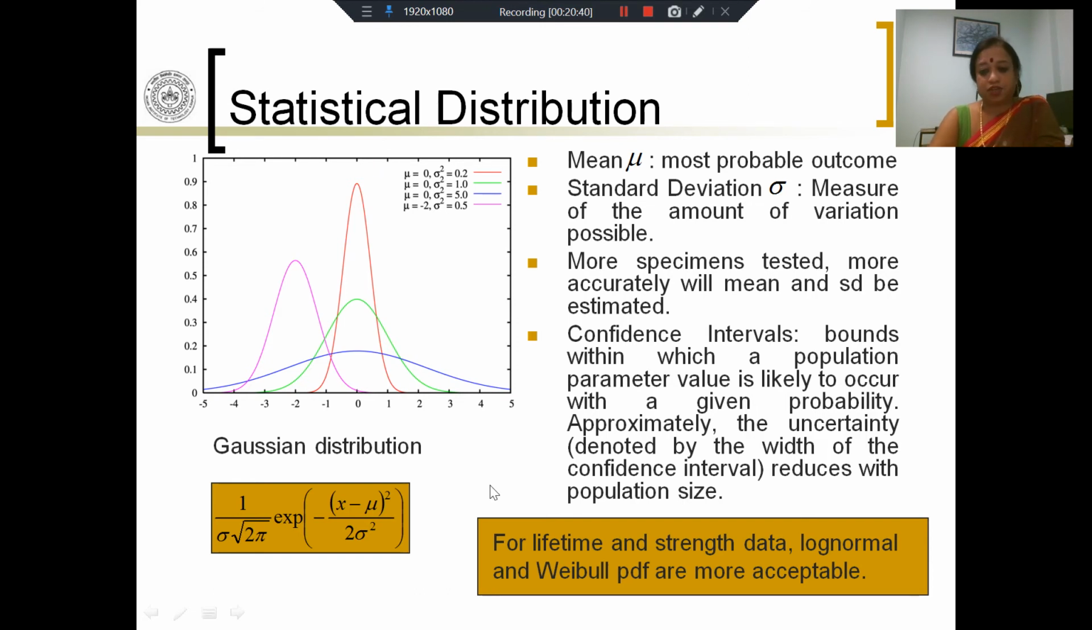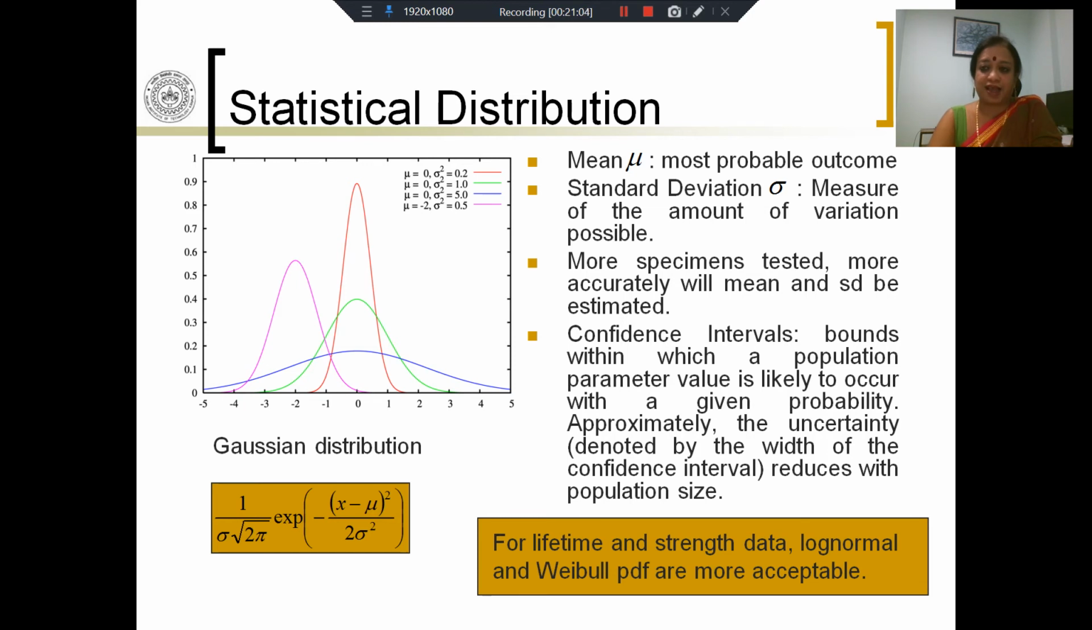Now, one thing I need to mention is that this is a normal distribution that we are using. But for lifetime and strength data, so that is what we are talking about, the electrical strength of the material, or the lifetime, how long the material will be able to withstand a certain stress, these kinds of data are kind of extreme value data.